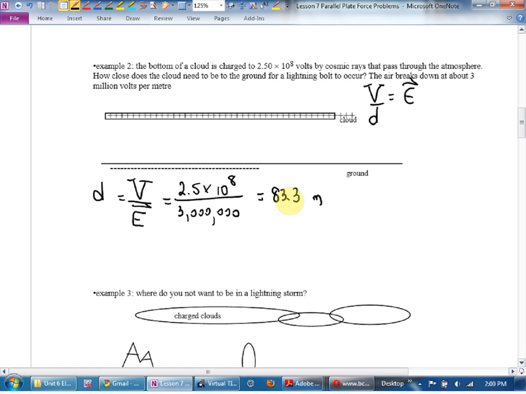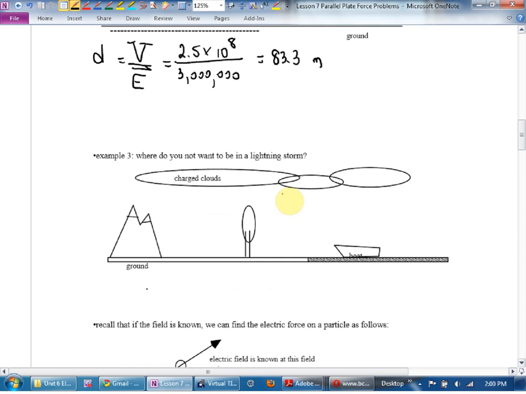So, where do you not want to be in a lightning storm? Bad, because you're lowering the distance required for lightning to jump.